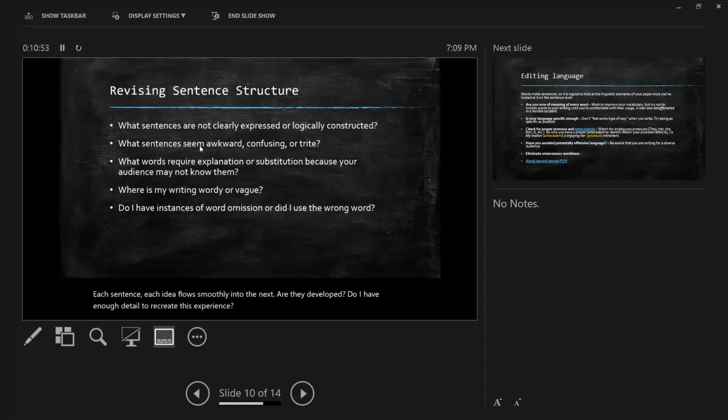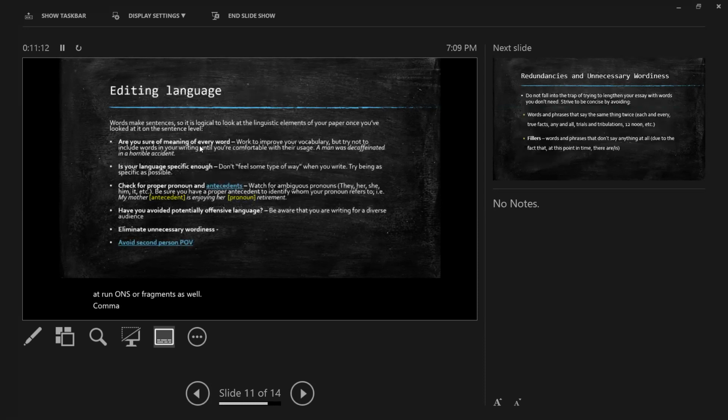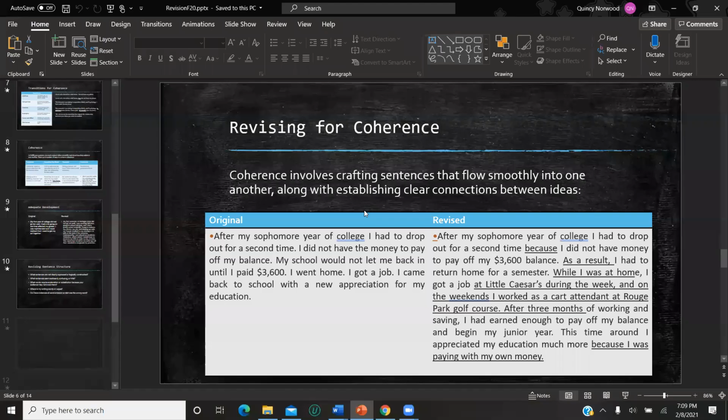Then look at it by sentence. Do I have sentences that could be more clearly expressed? Or do I have awkwardly constructed sentences? And if you want, you can start looking at run-ons and fragments as well. Comma splice. Yeah, I will save those remaining slides for when we meet again.